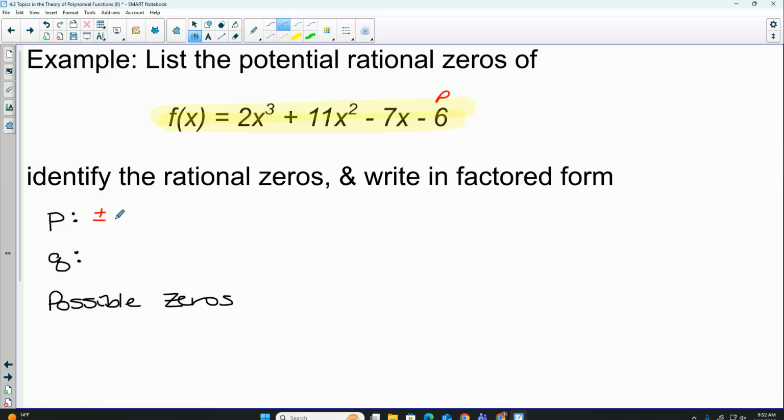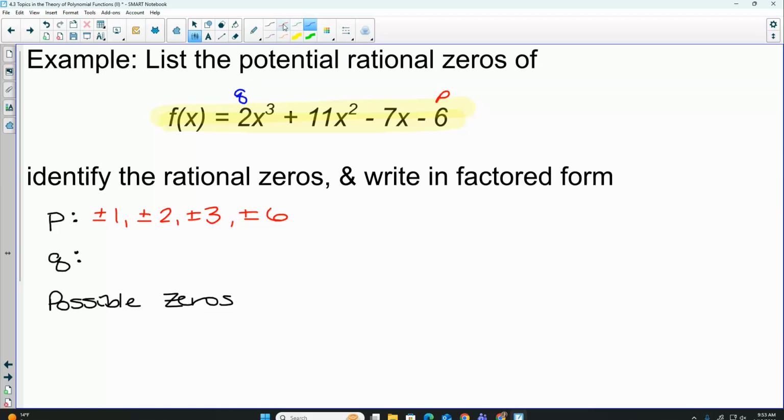So my P is everything that goes into 6 evenly: plus or minus 1, 2, 3, and 6. We're going to put the plus and minus on each one of them because really they're separate numbers. It's 1 and -1, 2 and -2. I don't care what order you write them, so if you want to write 1, 6, 2, 3, that's fine. We just have to have them all. Okay, look at your list. What is Q?